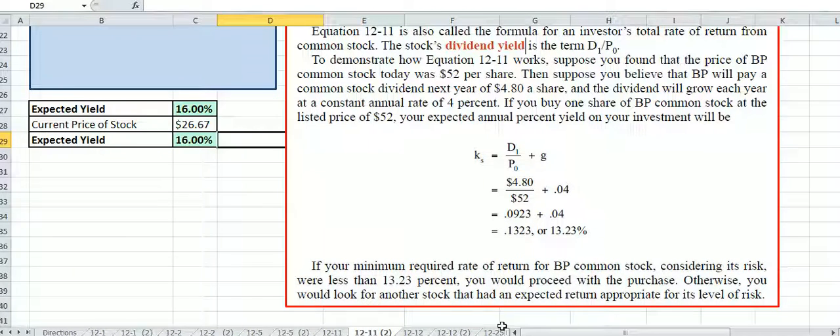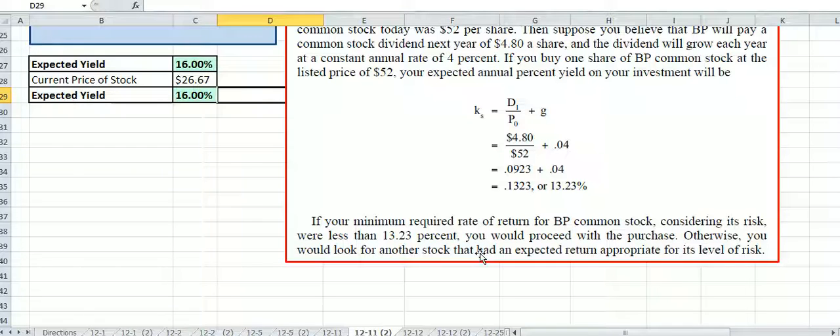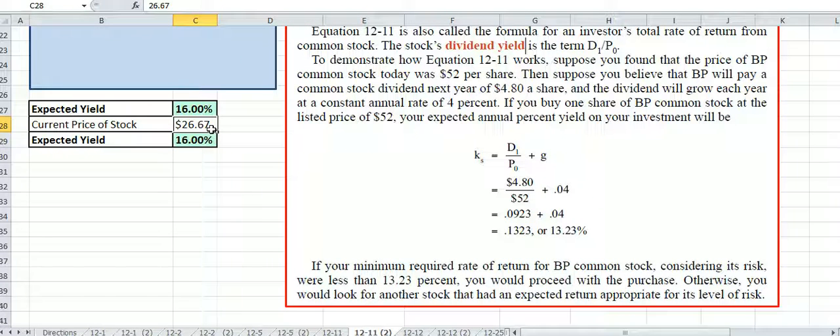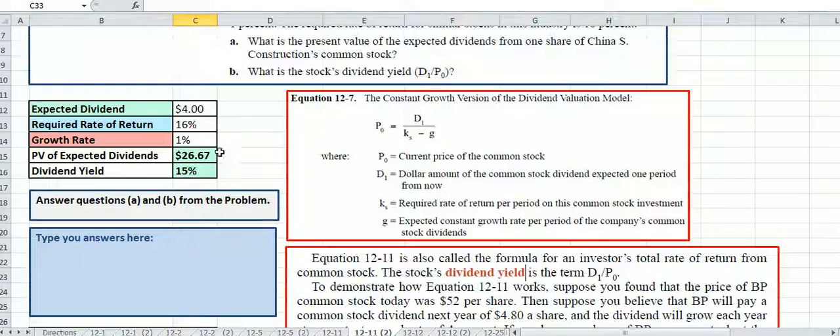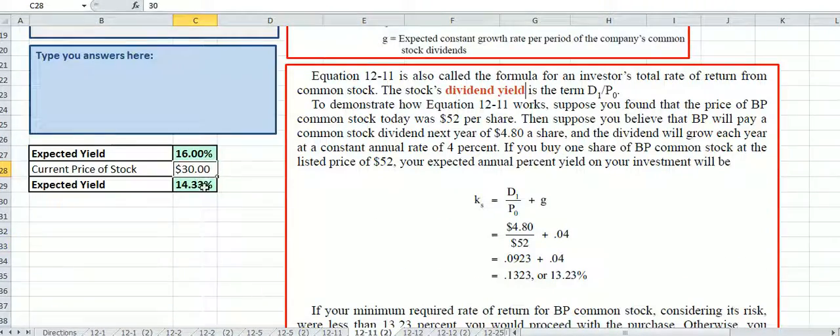But if you look at this little paragraph at the bottom in your book, if the return is less than the required rate of return in the market, then you wouldn't want to buy it. So let's say for whatever reason the price now is $30, with the same dividend and the same growth rate. Then the expected yield on this stock, because you're paying a higher price, is only 14.33%. So you would not want to buy it.